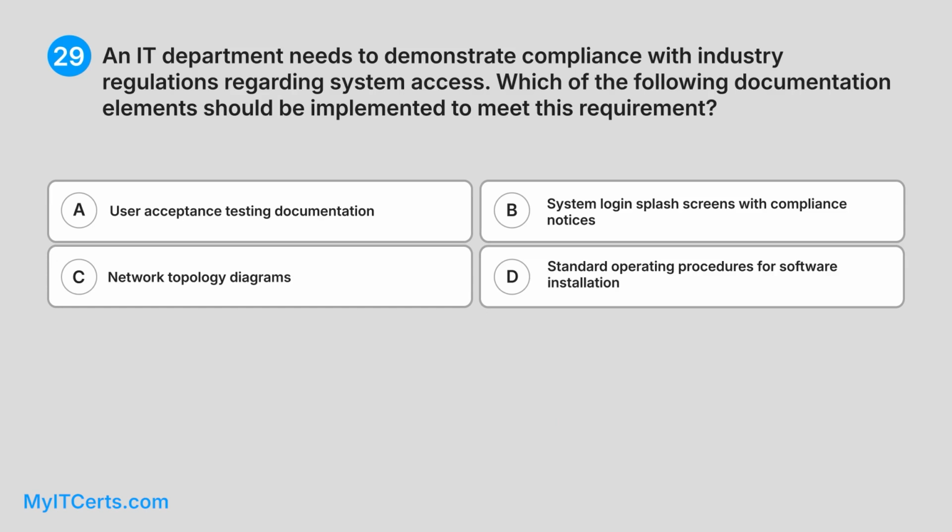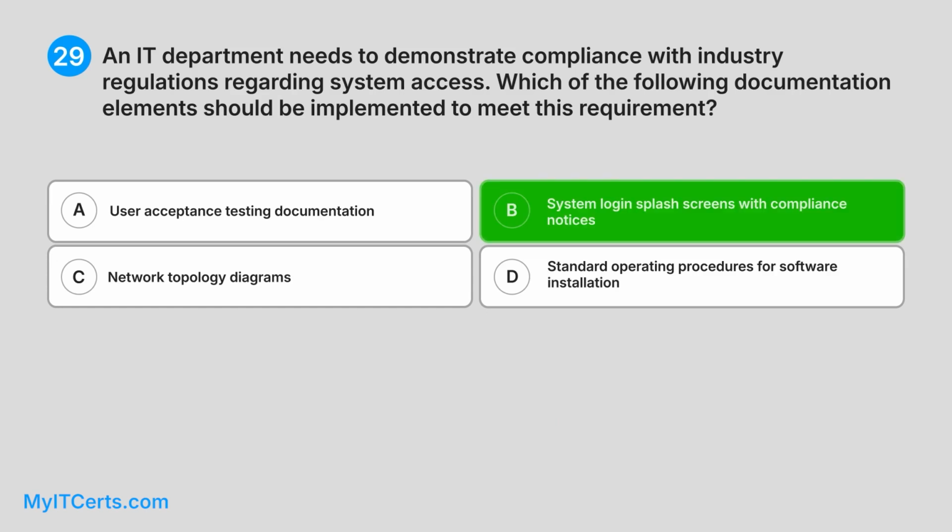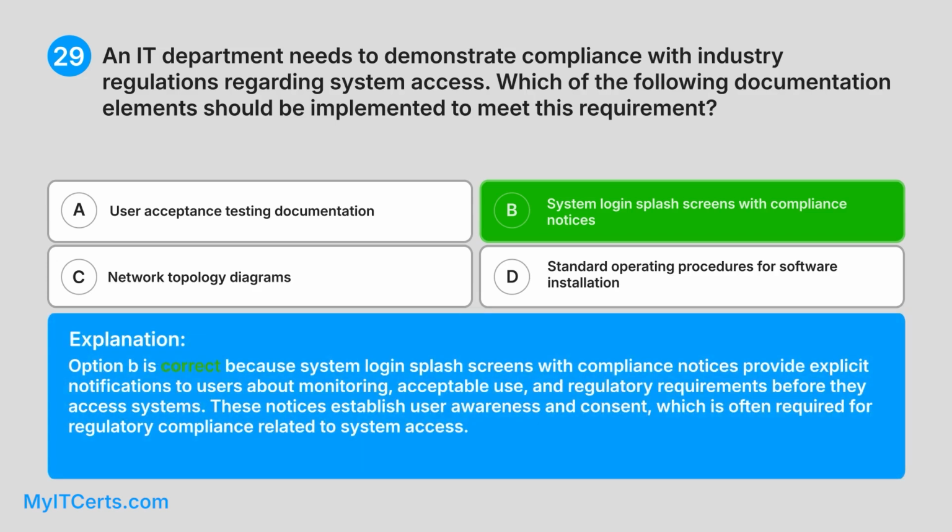Correct answer: B. System login splash screens with compliance notices. Explanation: Option B is correct because system login splash screens with compliance notices provide explicit notifications to users about monitoring, acceptable use, and regulatory requirements before they access systems. These notices establish user awareness and consent, which is often required for regulatory compliance related to system access.